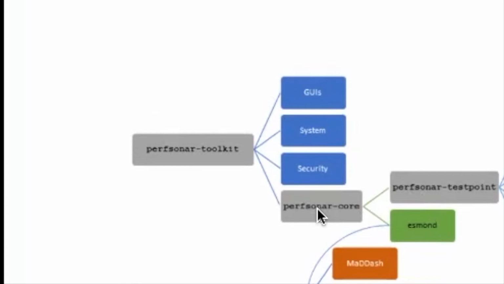The next level up is perfSONAR Core. It has the esmond, which means the data archive database. So if you install perfSONAR Core, you can archive data.